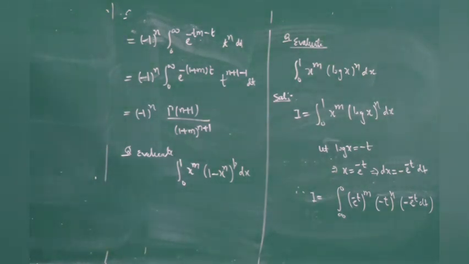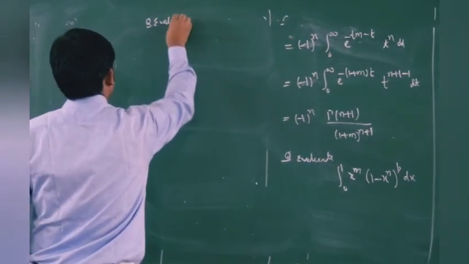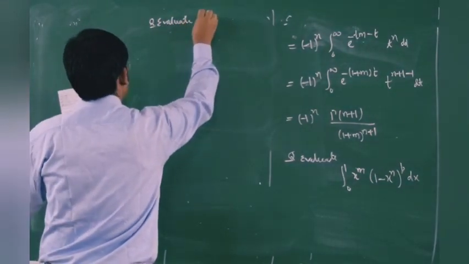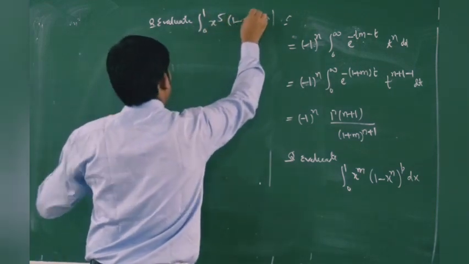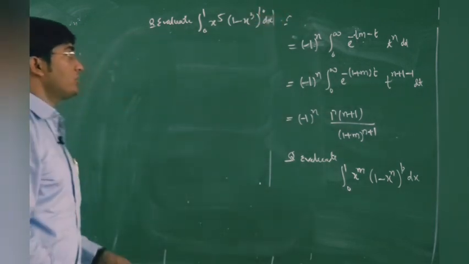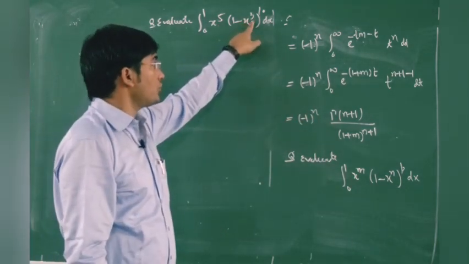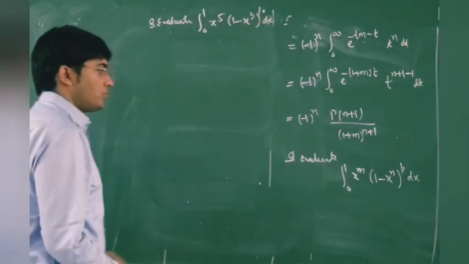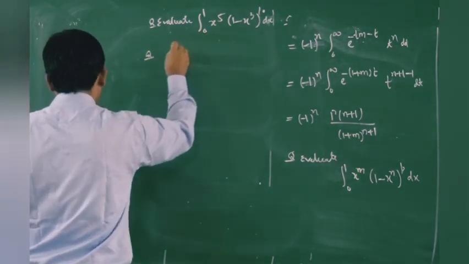Then our next question is: evaluate the integral from 0 to 1 of x to the power 5, (1 minus x to the power 3) to the power 10. It is similar to this problem. Here we have m equal to 5, n equal to 3 and p equal to 10. So again there is no problem in solving this question, and I am not going to solve this one.